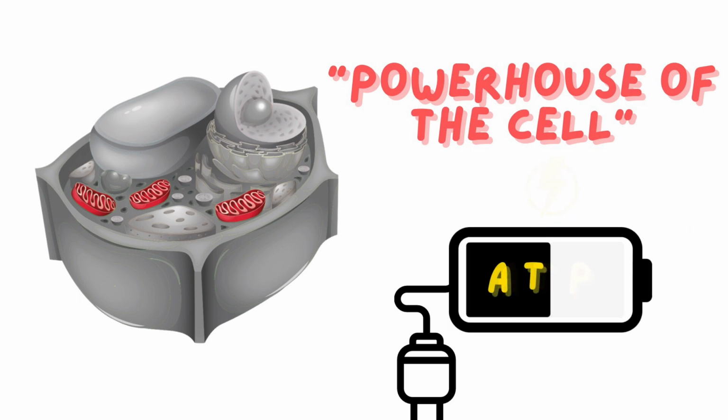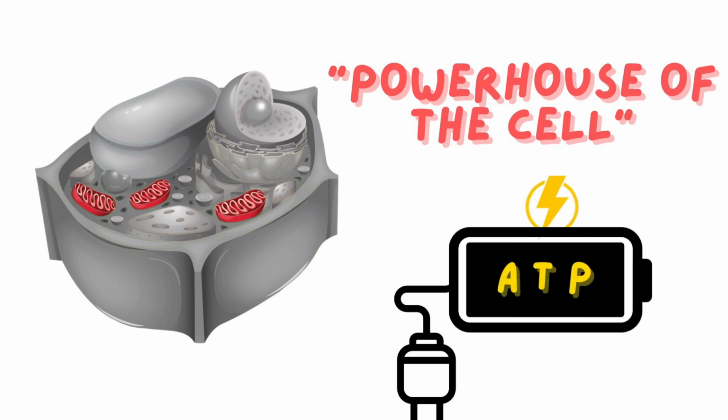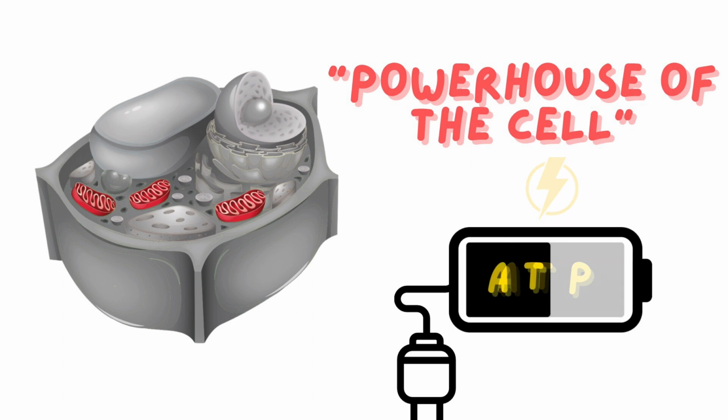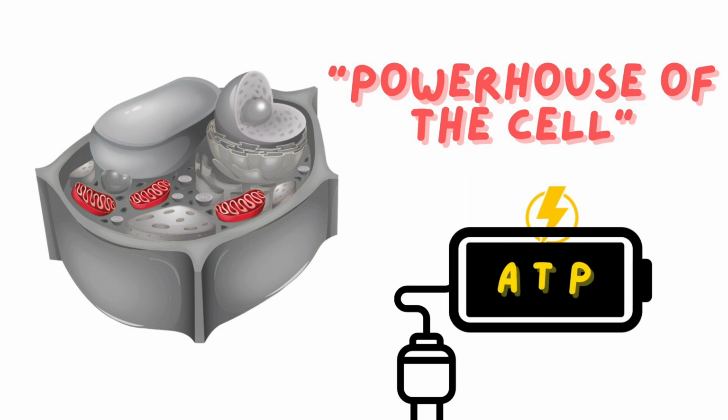Mitochondria normally have a round oval shape and can be anywhere between 0.5 to 10 micrometers in size. In addition to providing energy, mitochondria also generate heat, control cell growth and lifespan, and store calcium for cell signaling function.